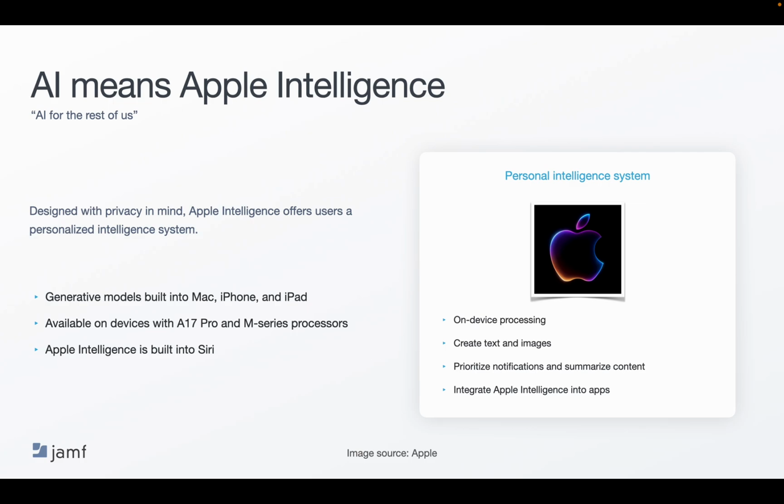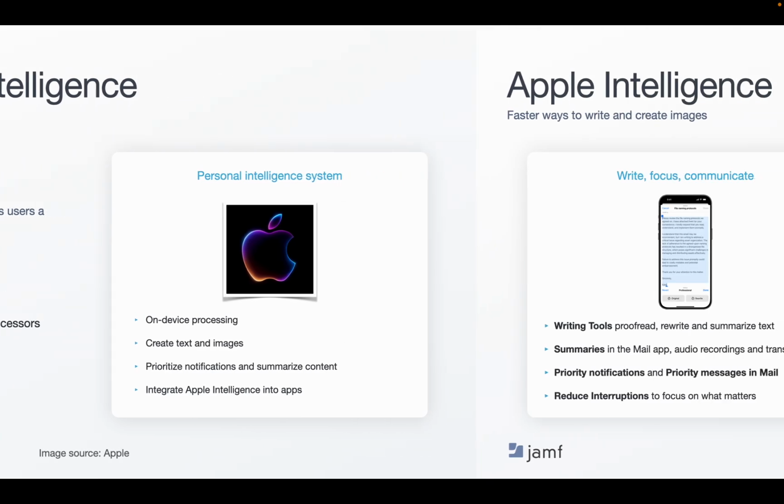Designed with privacy in mind, Apple Intelligence offers users a personalized intelligence system integrated into iOS, iPadOS, and the macOS experience that leverages general models to create text and images, all while taking actions based on deep understanding of your unique context. And for developers, with new app intents, APIs, and frameworks, they can integrate system-level features like Siri, writing tools, and Image Playground into their apps. Let's take a moment to look at writing tools and Image Playground.